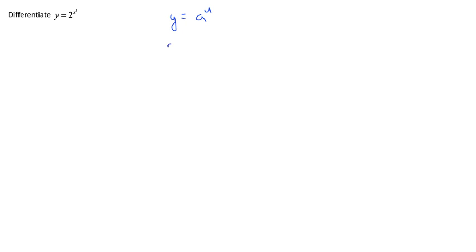So in this case, dy dx is going to equal, and you do have to memorize this, a to the u times ln of a times du dx. Once again, make sure you memorize this or have this formula handy. In this case, you notice y equals 2 to the u power, where u is just equal to x cubed.